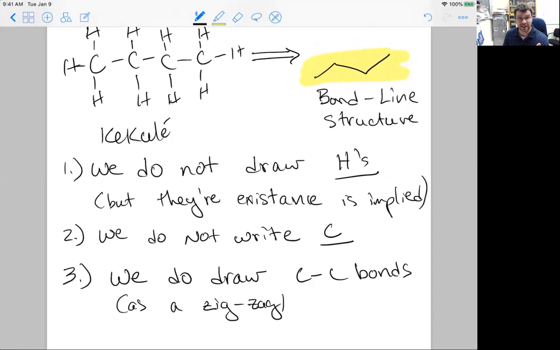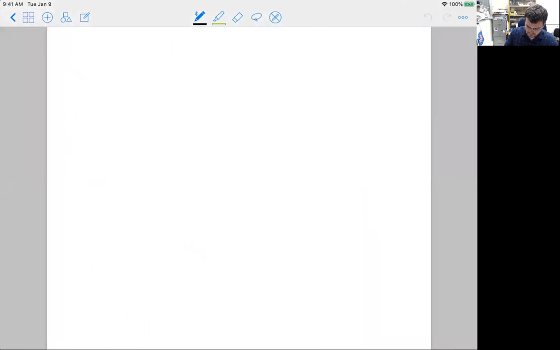I really like not writing the letter C because when we drew octane, I was getting bored of writing the letter C over and over again. So let's look at this butane molecule again. Now, maybe you don't need it, but just in case, I'm going to redraw the Kekulé structure, small, over here, so we can see what we are after.